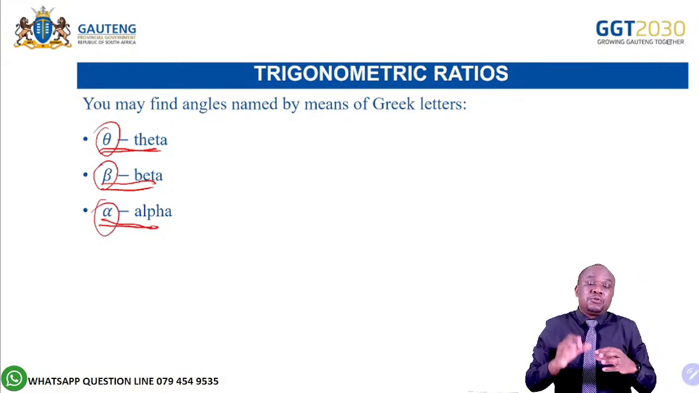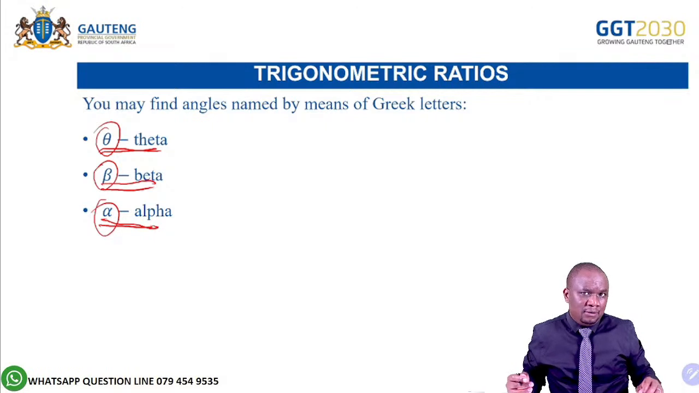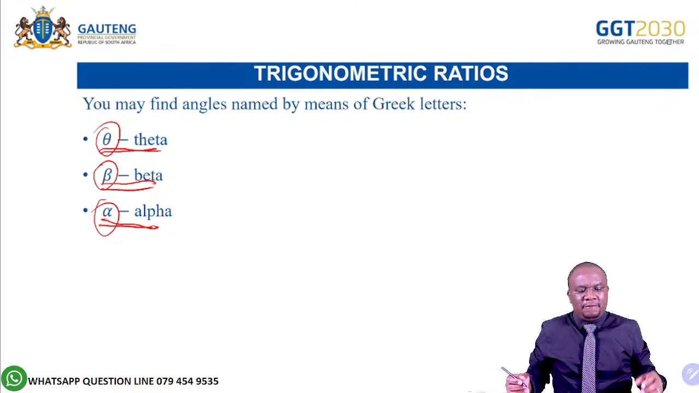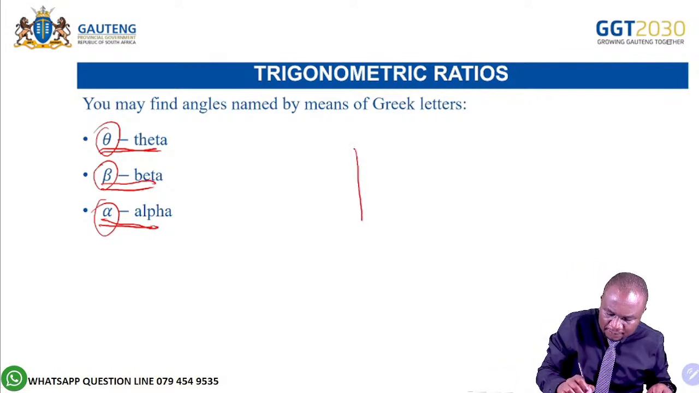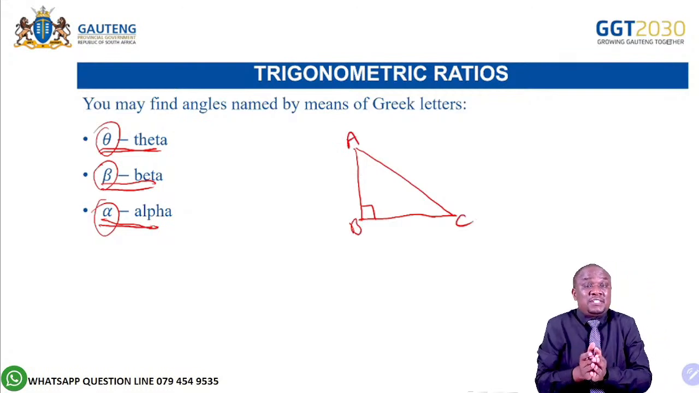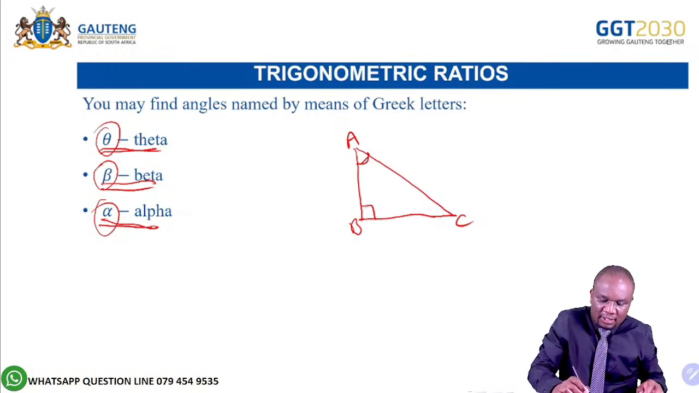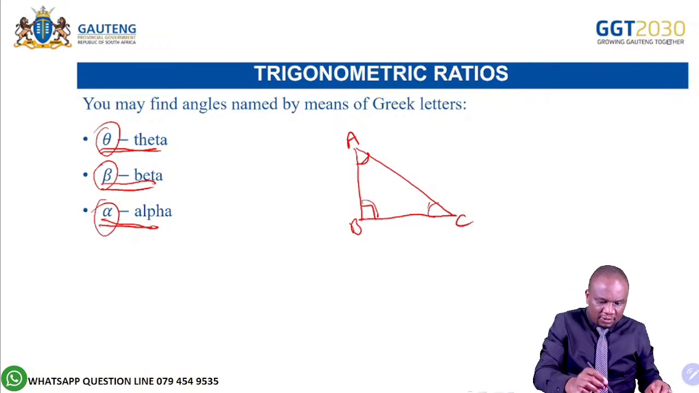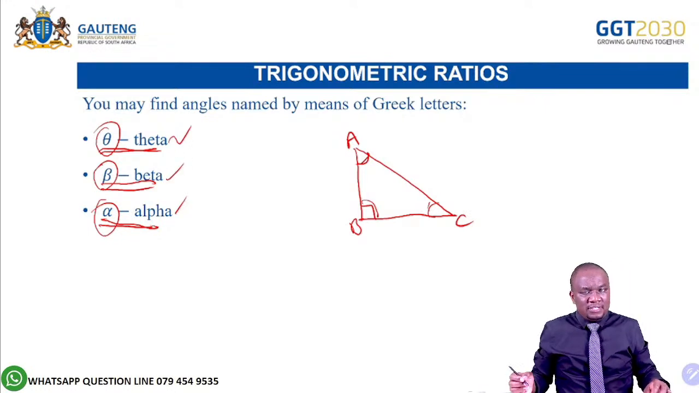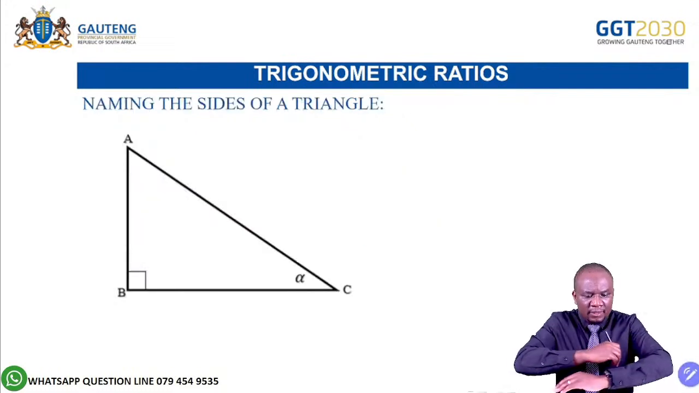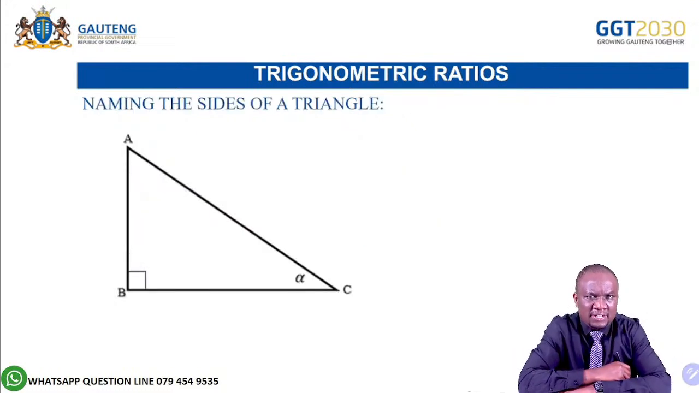But sometimes you use the vertices of the triangle, the corners of the triangle. Let's say this is A, B, C. We can use the vertices to name the angles. Like angle A is this one, angle B is this one, angle C is this one. You know that, okay? But you may also find this. Just take note of that, like naming the sides of a triangle.